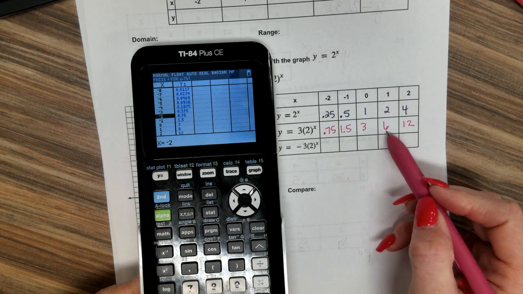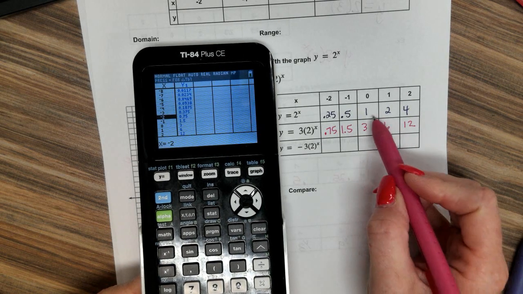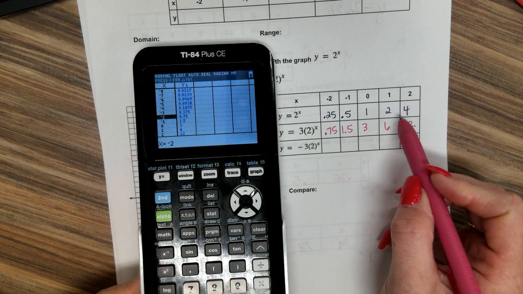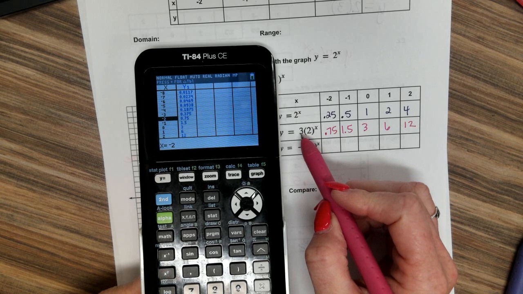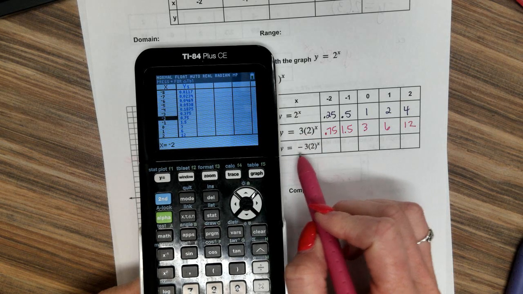Everybody look. 3 times 2 is 6. 6 times 2 is 12. Is this one growing by a growth factor of 2? The only difference was the starting amount. Yes? All right, now look at this one.